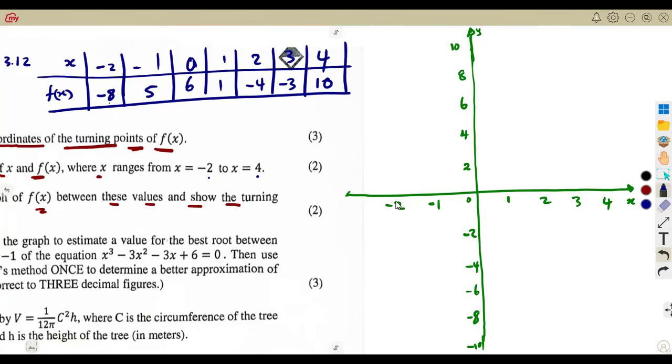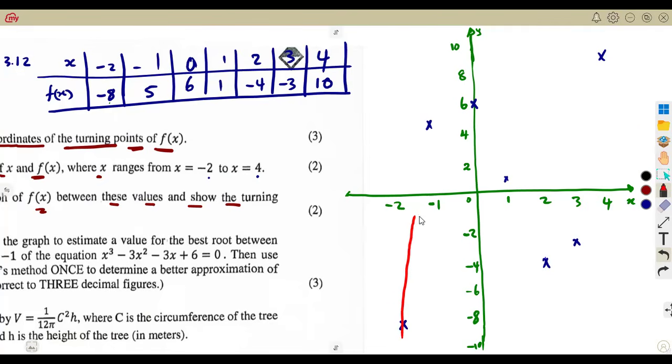You have your graph, you indicate -2 versus what? A -8, -2 and -8. Where they meet, you mark a point, remember? -1 versus a 5. So 5 is in between 4 and 6 there on top, so it's going to be somewhere there. 0 versus 6. 1 versus 1, in between 0 and 2. 2 versus -4 going down. 3 versus -3 somewhere there. 4 versus a 10 as you are going up. So this will be your cubic function, which you can now join the points smoothly.